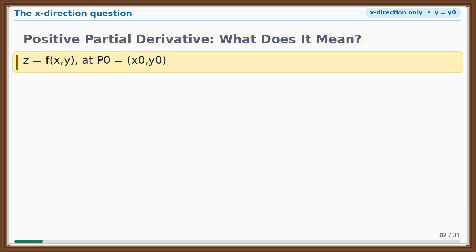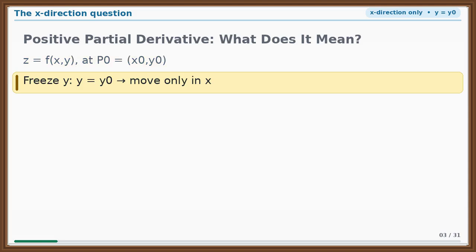Let z equal f of x comma y, and focus on the point p0 with coordinates x0, y0. The function value there is f of x0, y0. Think of that value as the central height from which we compare nearby heights. For the x partial derivative, y is frozen at y0. We are not roaming freely on the surface, we move only horizontally in the x direction, so every nearby point considered here has the same second coordinate, y0.